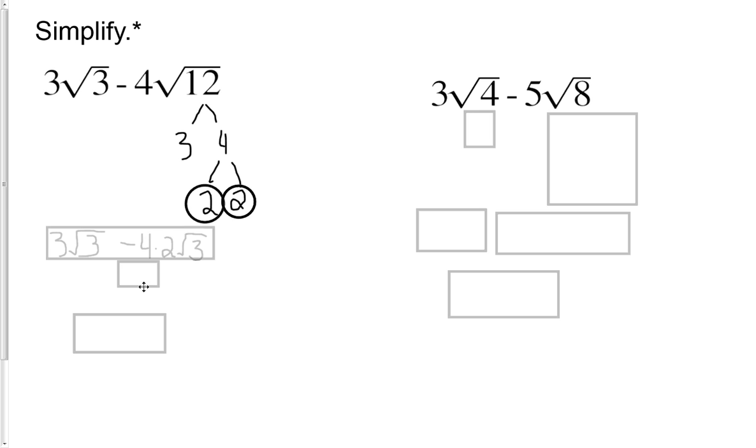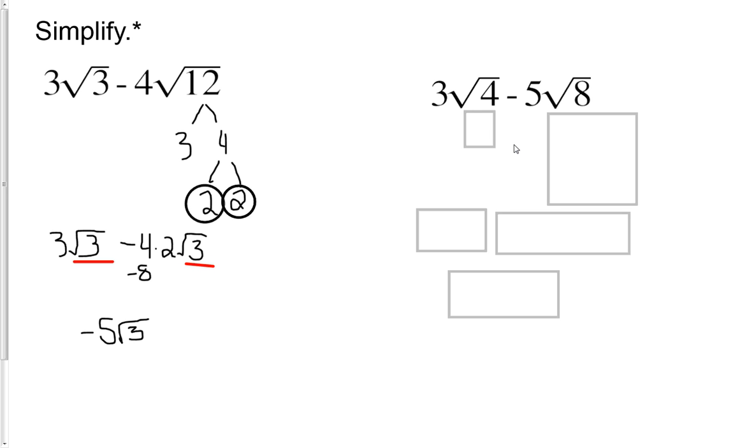We're going to get negative 4 times 2, which is minus 8. And then checking, do we have a match? 3, 3, we do have a match, so keep going. 3 minus 8 is negative 5, square root of 3. And one more, this one has 2 need to simplify. 4 is a perfect square, so we get 2.